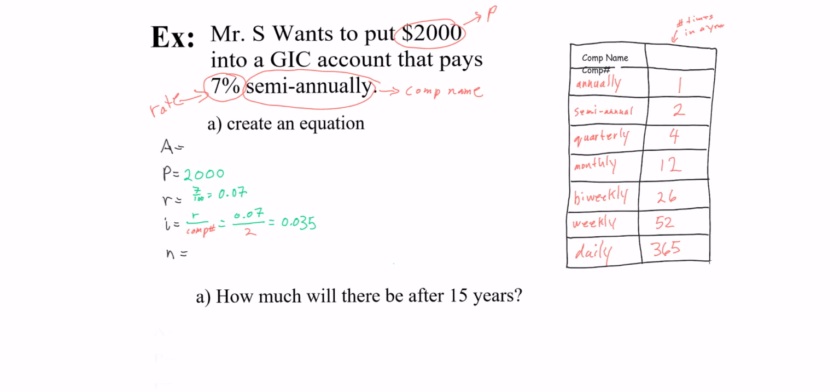The next problem is to figure out what n is. If something is compounded semi-annually, semi-annually means the number of times it happens within a certain number of years. So now we're going to actually write an equation for that. This is going to be years, so n is equal to the years, and then we times that by whatever the comp number is.